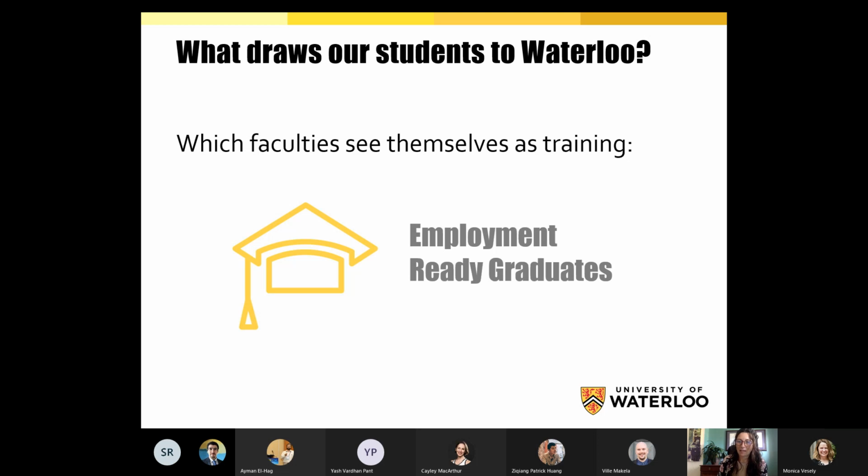Okay, so we have, again, a high majority of engineering and one selection for mathematics.